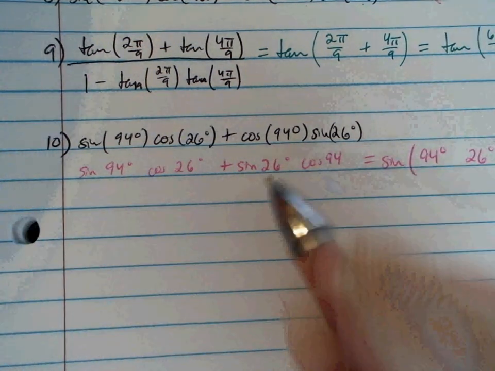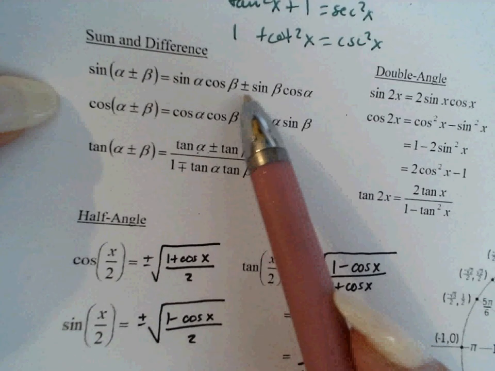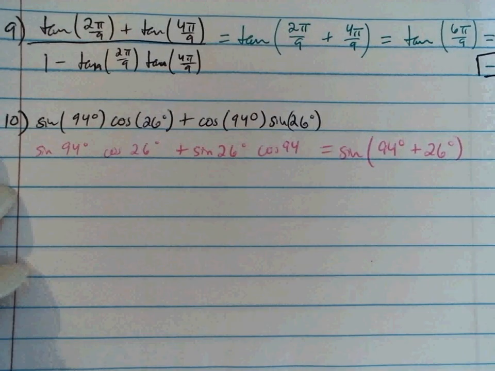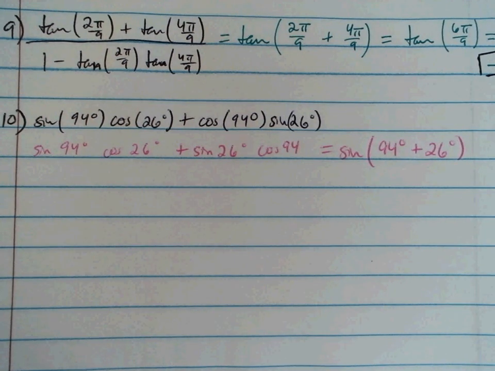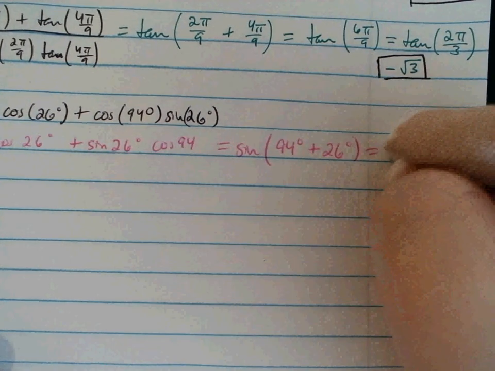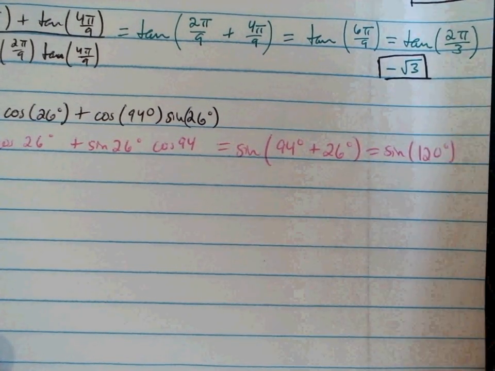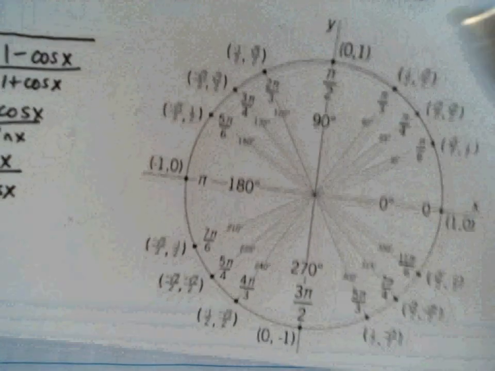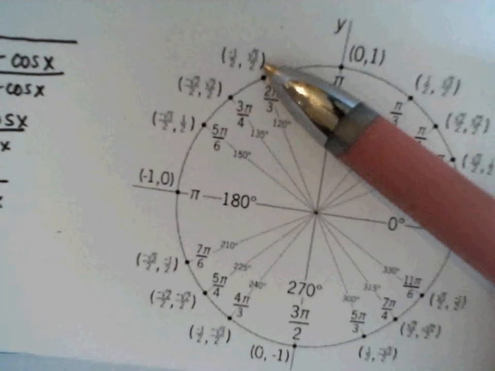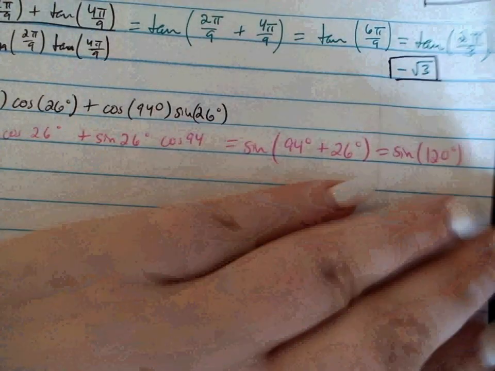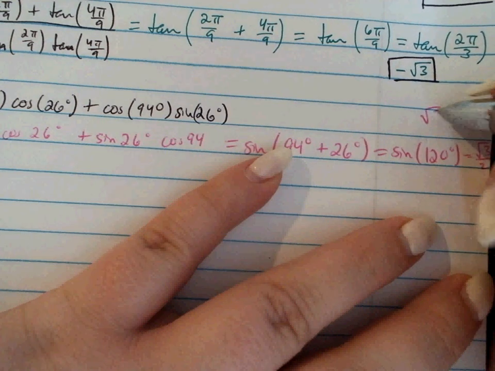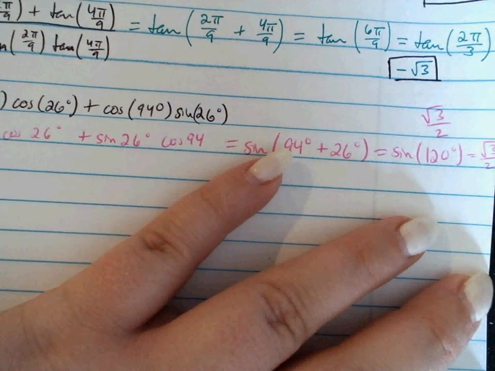So this is going to be sine of 94 degrees, 26 degrees. There's a plus in between them, and on the sine identity, if it's a plus, then it's a plus. So 90 plus 20 is 110, plus another 10, that's 120 degrees. So we're really just asking what is sine of 120 degrees. And we look at our unit circle. Back to 2 pi over 3, oh well. Sine is the y value, which is going to be positive square root of 3 over 2. So that is the answer, square root of 3 over 2.